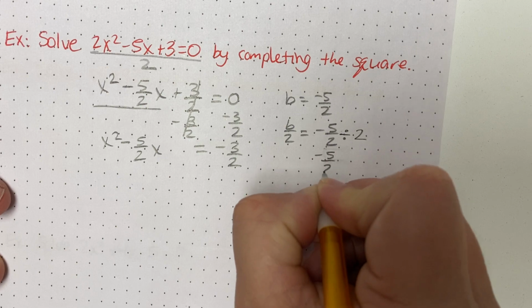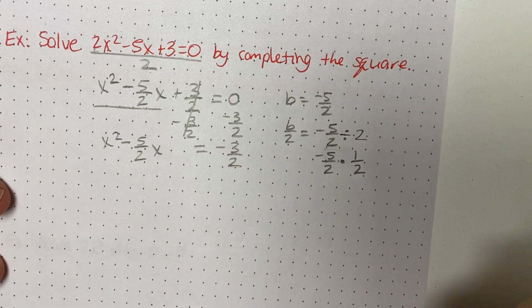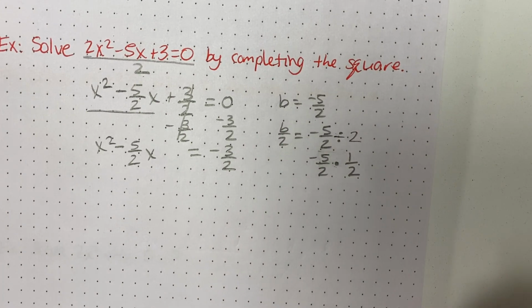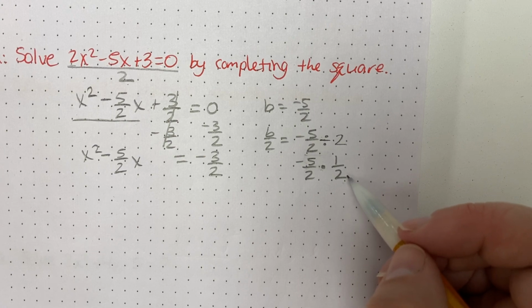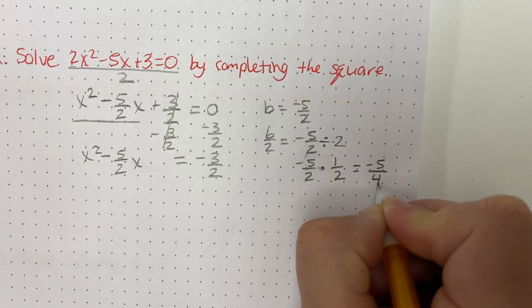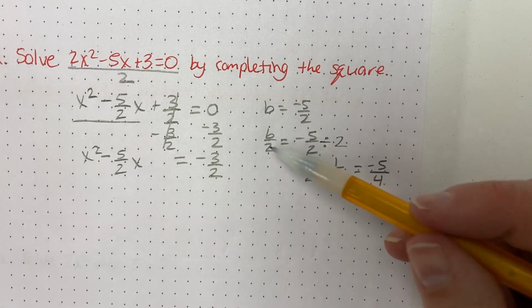and I'm going to use my old fraction knowledge to do that. When I divide anything by 2, I flip this and multiply it instead. So I do the reciprocal, so that I can solve. So now I have negative 5 over 4, and that's going to be my b over 2.